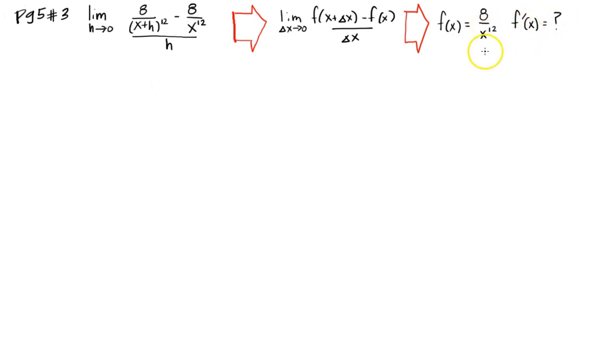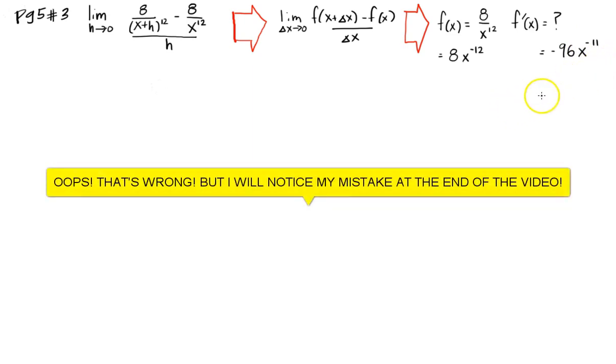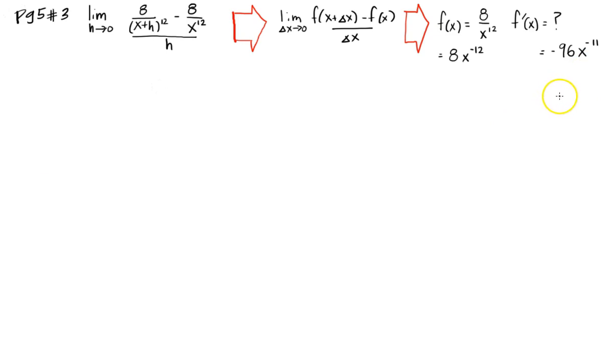And this becomes really, really simple, because this is just 8x to the negative 12. If I use the power rule, that would make this negative 12 times 8, which is negative 96, times x to the negative 13. And I'm done. That is it. I'm finished. Now, like I said, that's the easy way of doing it.